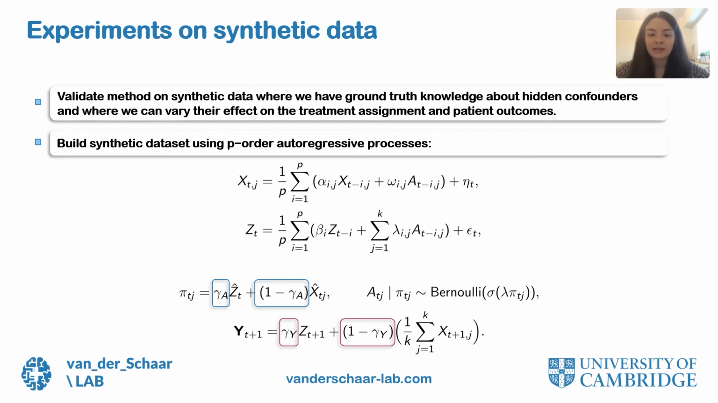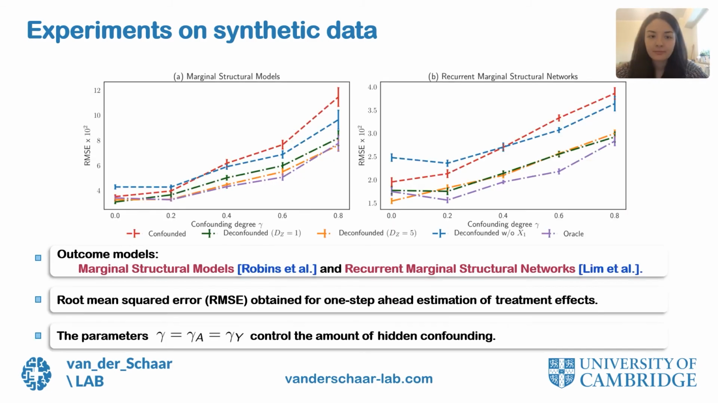The observational dataset in this case consists of the simulated trajectories with patient covariates x, treatment A, and the outcome y, and we know that there are hidden confounders since Z is not included in this data. Using this dataset, we use a time series deconfounder to perform one step ahead estimation of the effects of treatments on the patient outcome. In the following figure, we illustrate the root mean squared error obtained for one step ahead estimation of treatment responses. We use the time series deconfounder together with two different outcome models, recurrent marginal structural networks and marginal structural models.